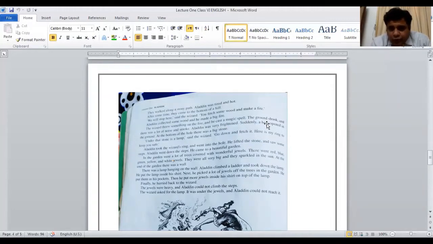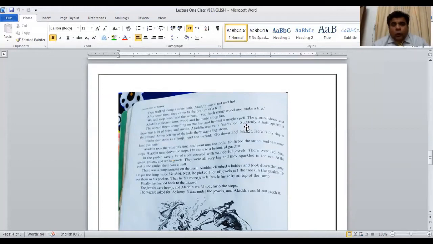The ground shook and there was a lot of noise and smoke. Aladdin was very frightened. Here, the meaning of frightened is afraid. Aladdin became so afraid at what was happening, because the earth shook and the huge noise came.